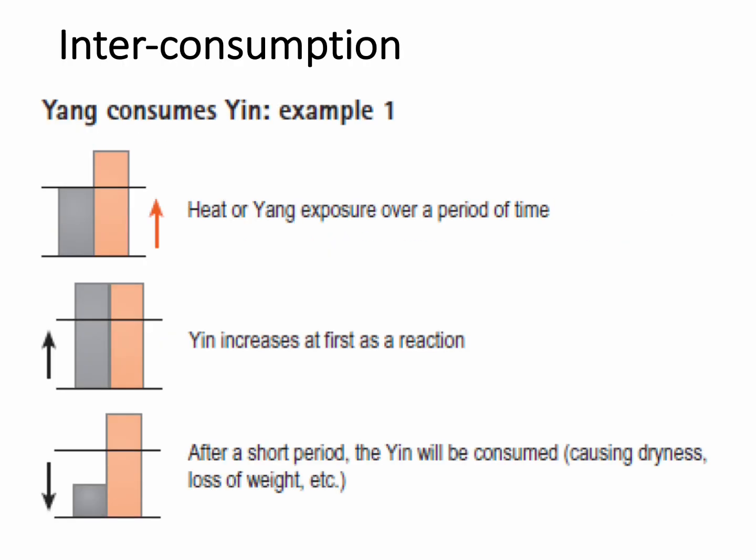Now let's go to interconsumption. Example 1, yang consumes the yin. This is a deficiency of yin caused by exposure to yang factors over a period of time. These yang factors could be stress, exposure to excessive climatic heat or fever, excessive alcohol consumption. The body has to supply the yin from the interior in order to control the excess yang.